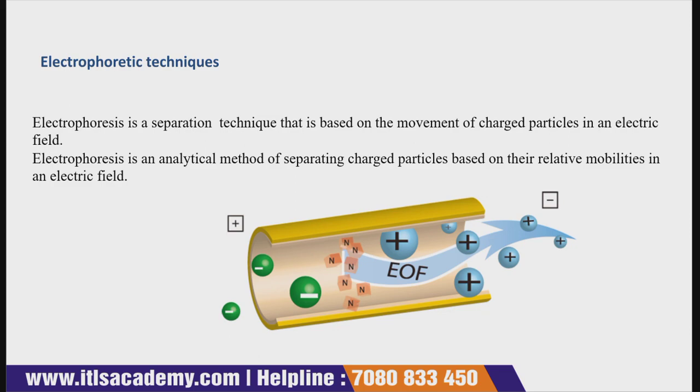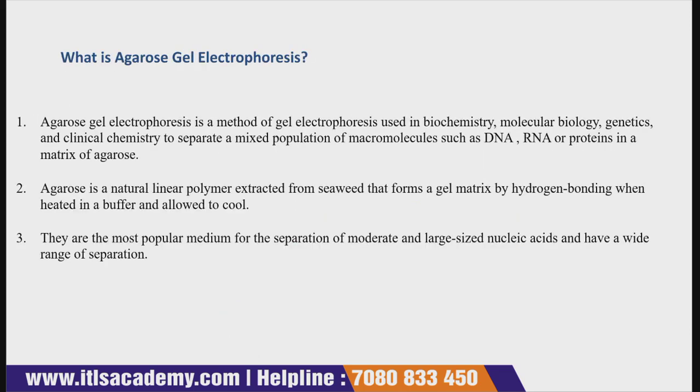Depending upon that, the separation takes place. Now let's move further and understand what agarose gel electrophoresis is. Agarose gel electrophoresis is a method of gel electrophoresis that is used in biochemistry, molecular biology, genetics and clinical chemistry to separate a mixed population of macromolecules such as DNA, RNA or protein in a matrix of agarose.